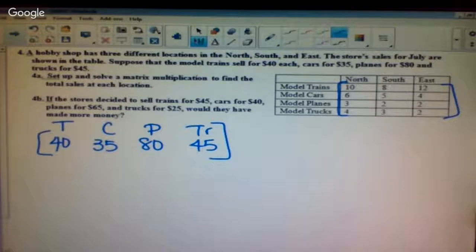This first matrix is a what by what? 1 by 4. This is a 4 by 3, which means my answer is going to come out to be a 1 by 3.